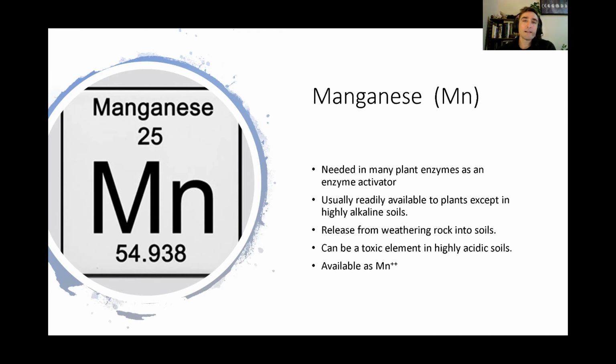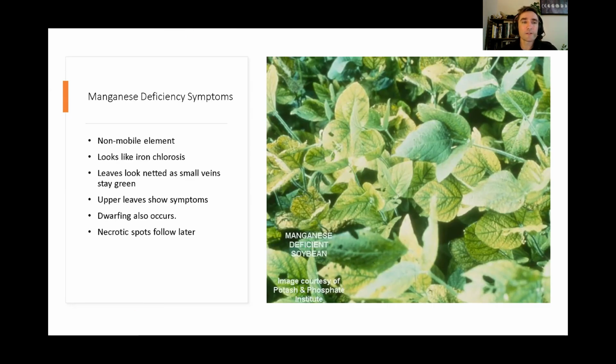And if you're in a highly acidic soil, the amount of manganese could become overly available and therefore toxic to your plant. A manganese deficiency can be difficult to differentiate from an iron deficiency. It's a non-mobile element. It's got interveinal chlorosis. You'll also have dwarfing occurring or stunting of the plant growth, followed by necrotic spots.